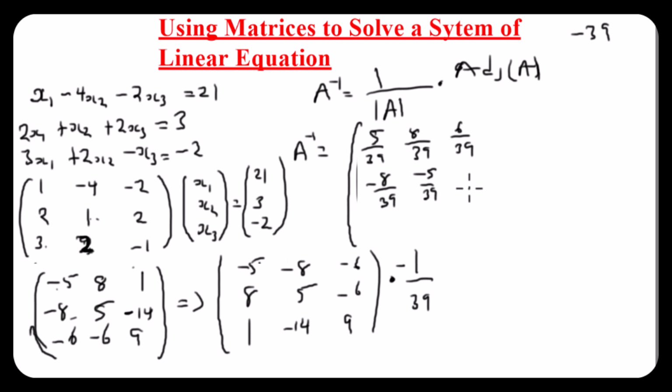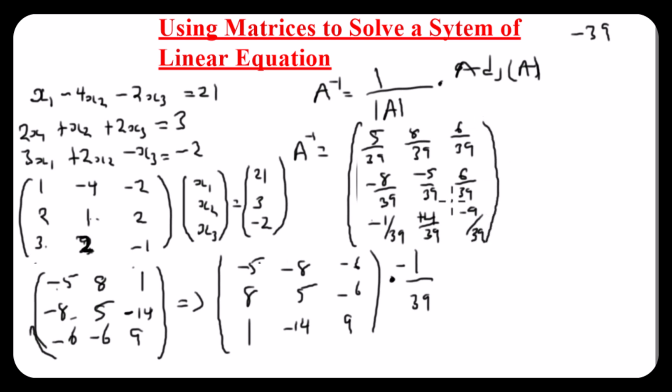This would be 6 over 39. This should be negative 1 over 39. Should be 14 over 39, and then this should be negative 9 over 39. So this is my inverse.